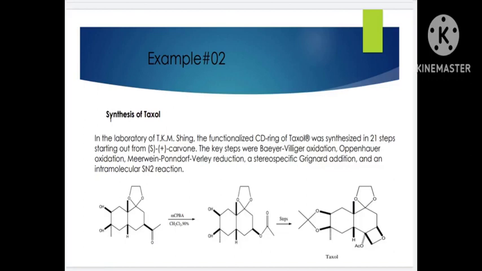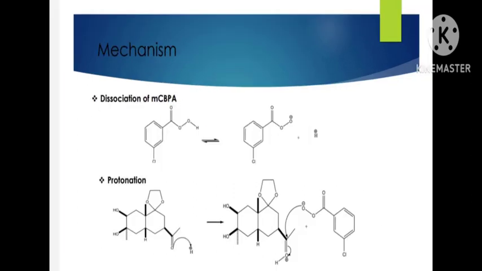In the given reaction, it is shown that a ketone is converted to its corresponding ester, and after several steps, it is converted into Taxol, that is its final product. Now we will discuss its mechanism. Its mechanism starts with a dissociation step, in which the metachloroperoxybenzoic acid gets dissociated into its conjugate base and a proton. And the second step is the protonation step, in which the protonation of the carbonyl group takes place.